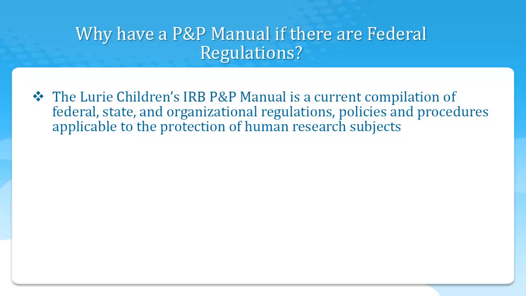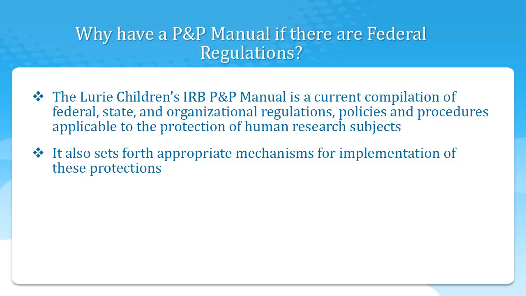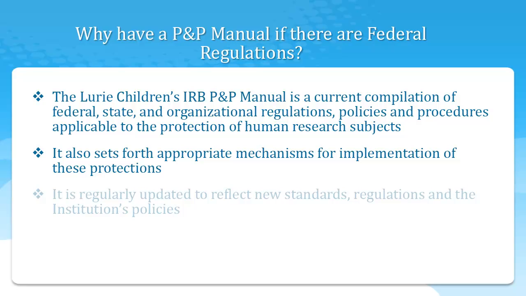There are some federal regulations for which Illinois law is more restrictive, and the state law trumps the federal law. The manual also sets out the mechanisms by which the organization and IRB make sure the federal, state, and organization laws and regulations are implemented and followed. The IRB staff reviews any changes to the laws and regulations and makes updates as necessary.